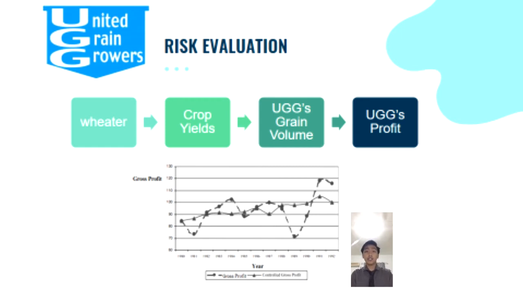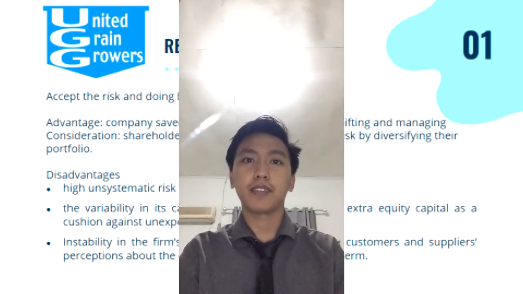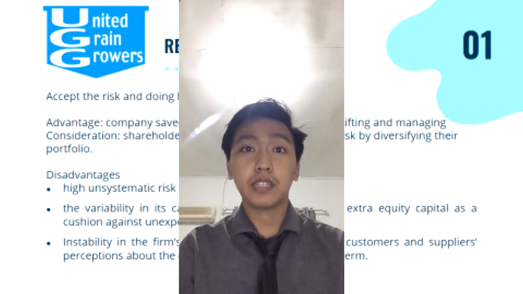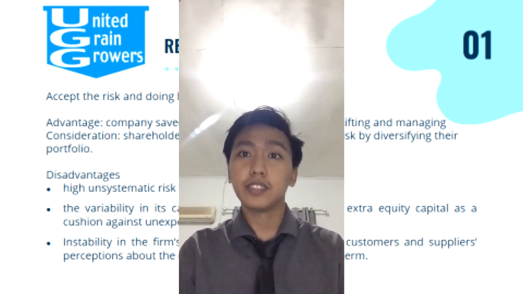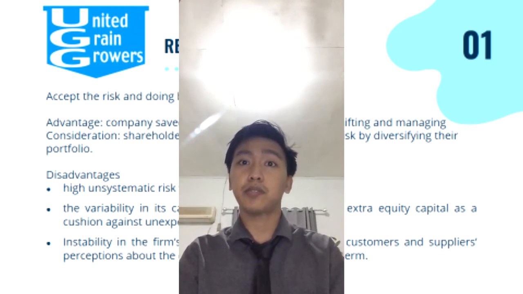As we see together, the gross profit without control of weather risk is more volatile than the gross profit if the company can control the weather risk. Okay. Next, we will discuss alternatives of solution. 5 of the 6 risks that Willis analyzes could be managed through traditional methods. Okay. As for the company's exposure to weather risk, United Grain Growers managers explored several alternatives of solution.